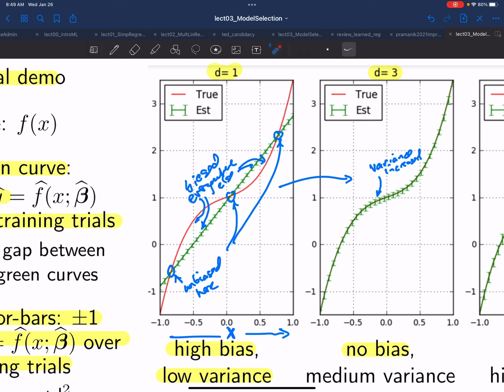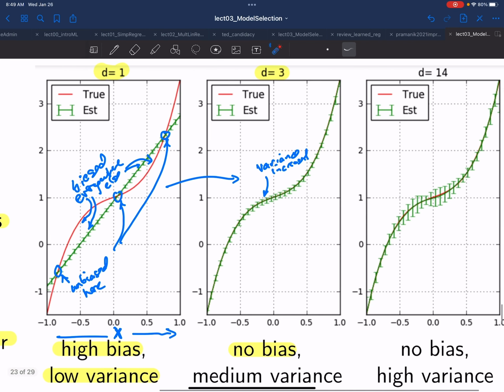So if you look at the size of the error bars here and the size of the error bars here, they got bigger. So as my model got more complex, my variance increased. Let's go one step further.